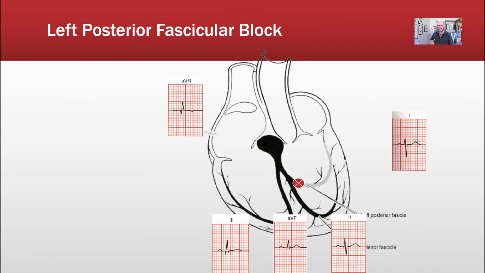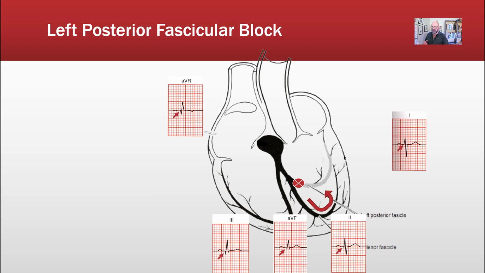This brings us to the less likely of the two types of fascicular blocks. The posterior fascicle has more protective mechanisms against injury, so it's got a slightly wider distribution and a more diverse blood supply to protect it from ischemia and injury. So the incidence of blockage to this fascicle is very low.